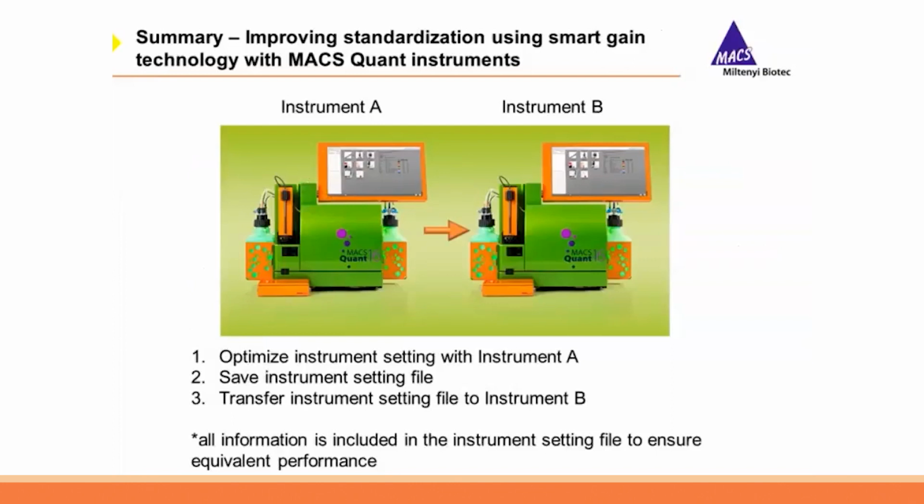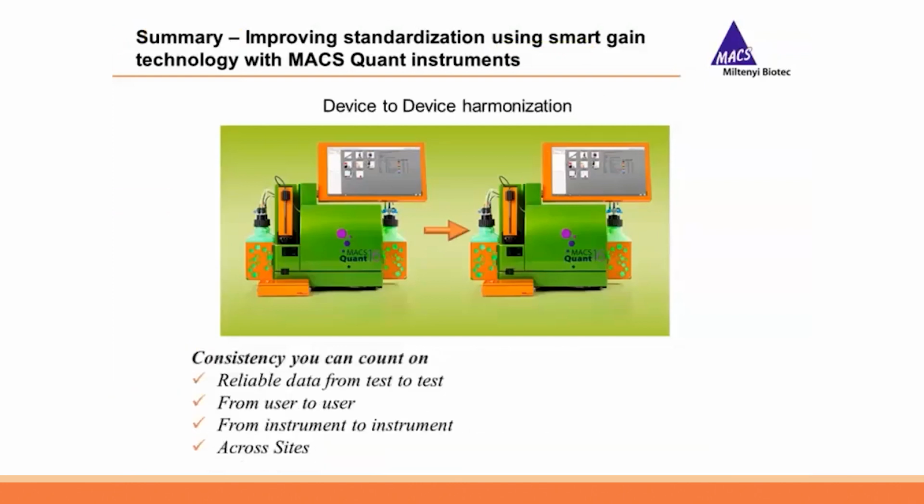So before we reach an end, I'd like to take the last remaining minutes to summarize the key messages from the other webinars that took place earlier this year, where the focus was also on improving standardization. High device-to-device harmonization can be established using the SmartGain technology on the MACSQuant instruments. The basic principle is that one can optimize the instrument settings on instrument A and transfer the same settings to instrument B. That means in a multi-device cell manufacturing establishment, one can achieve high device-to-device harmonization that can lead to consistent performance independent of who the user is, and independent of when the test was done.